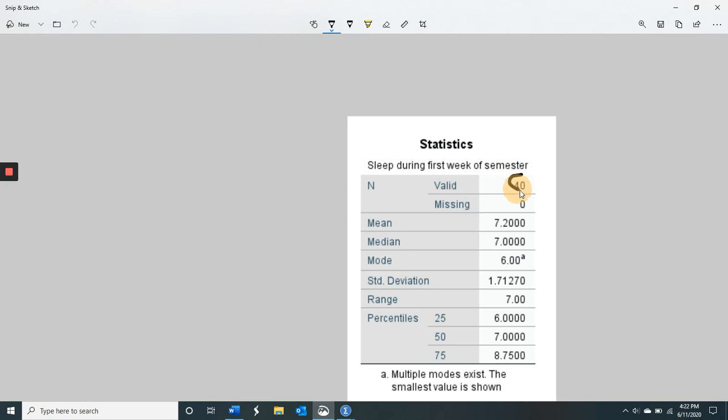So this just tells us our sample size. There's 40 people, 40 people that said something. So valid means 40 people had numbers in the data. Here are our measures of central tendency. And so here we have the mean, median, and mode.